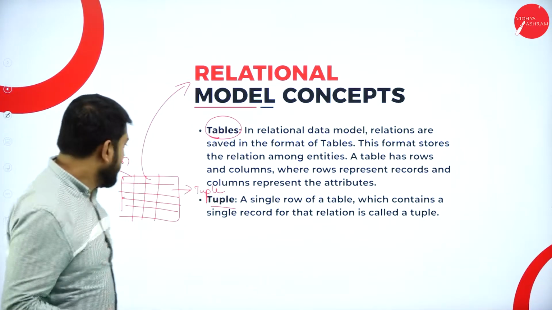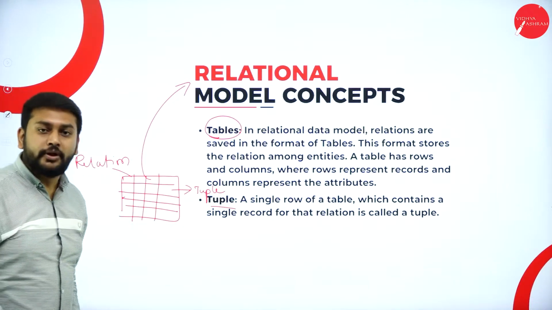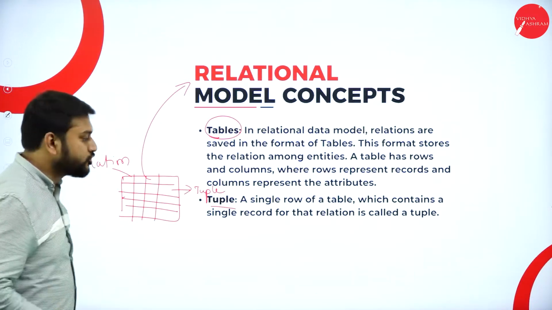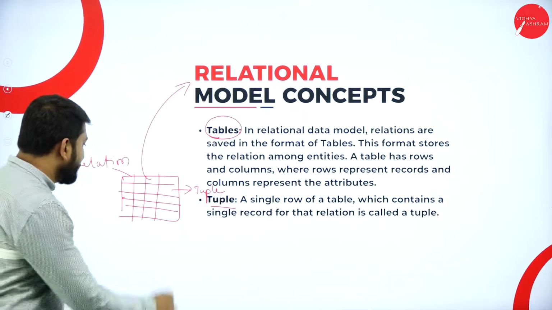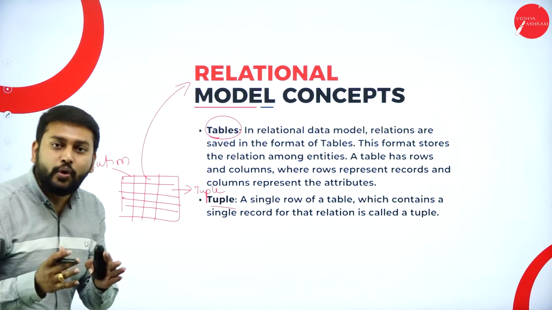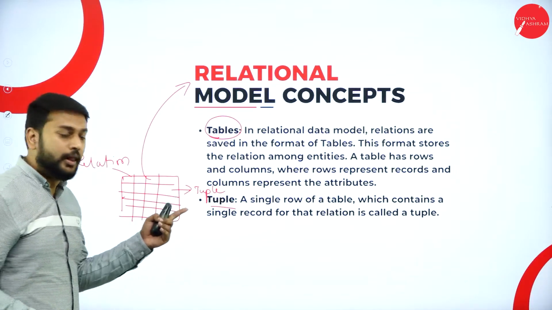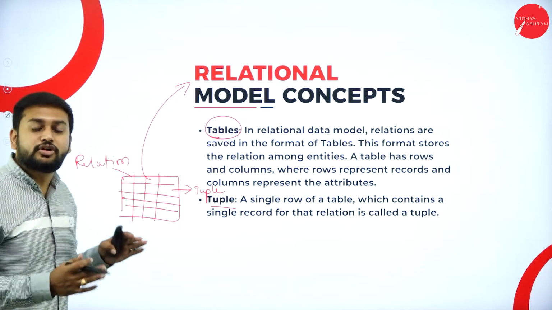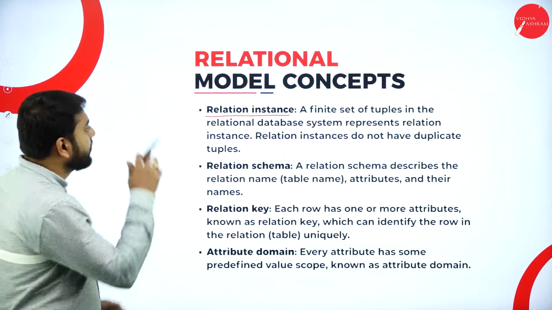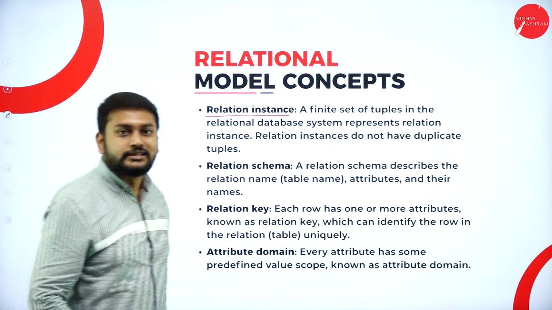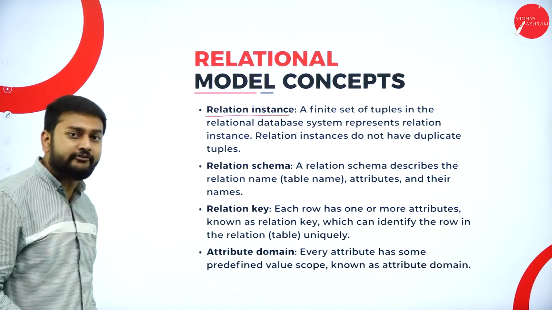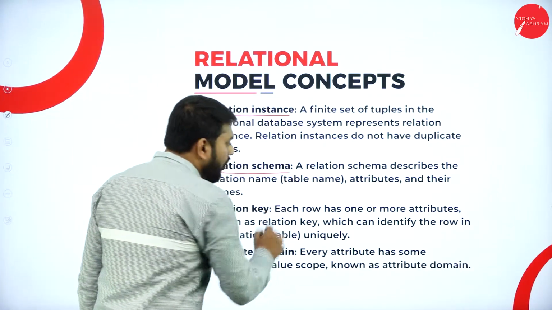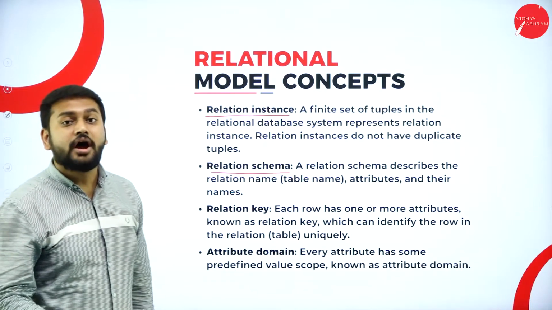So fine, we understood relation, we understood tuple. A set of tuples is what I will call a relation instance. Say for example, one row you have, that is what you will call a tuple. But if you have multiple, a set of rows, I will call it a relation instance. That's what you need to remember here. Moving forward to the next one that I have, relation schema. What exactly is the relation schema all about?